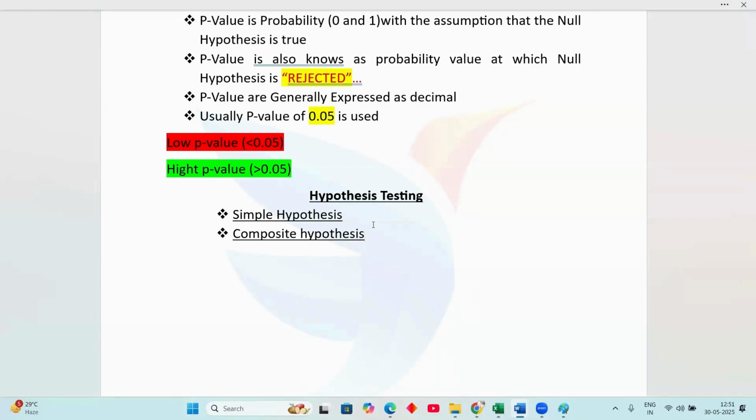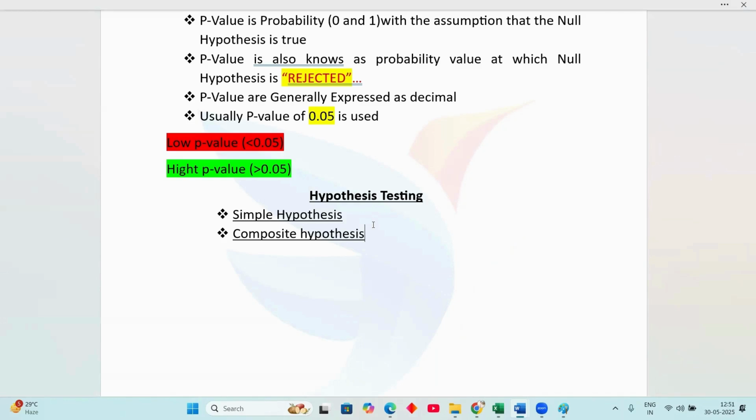In the composite hypothesis, if the hypothesis specifies a range of values, it is called a composite hypothesis. It usually arranges the values in order. A hypothesis test has two statements: the null hypothesis and the alternate hypothesis.